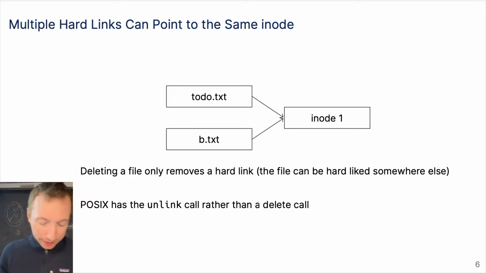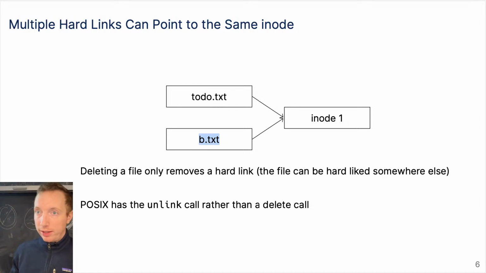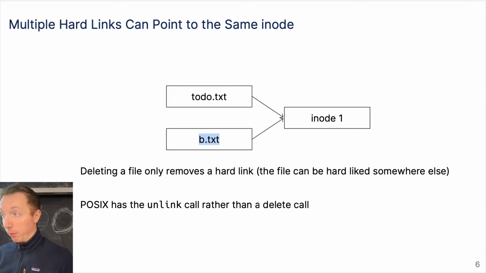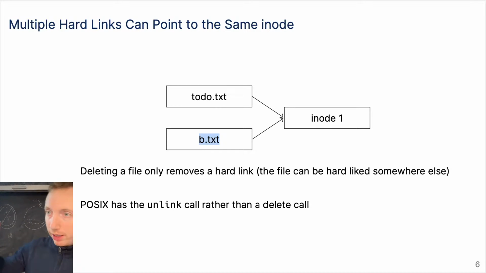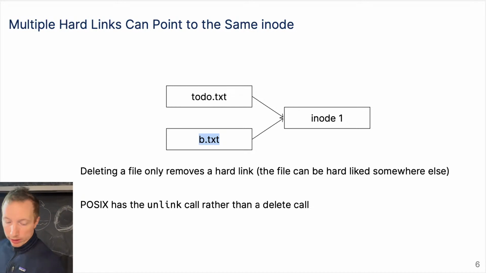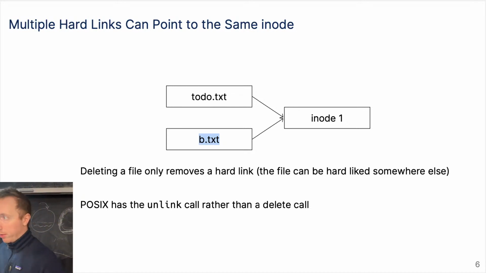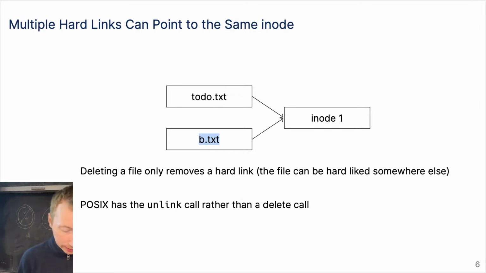inode. So POSIX only has an unlink call, and that's what unlink does. All unlink does is remove this. If you did rm b.txt, well, there's no actual remove system call. What's going to happen is there's going to be an unlink. An unlink would just remove b.txt. So now b.txt is no longer pointing at inode 1. But since to-do.txt is pointing at inode 1, it's not going to actually be deleted.